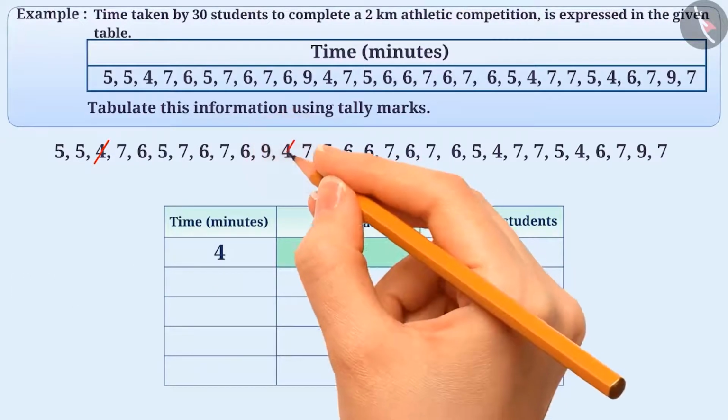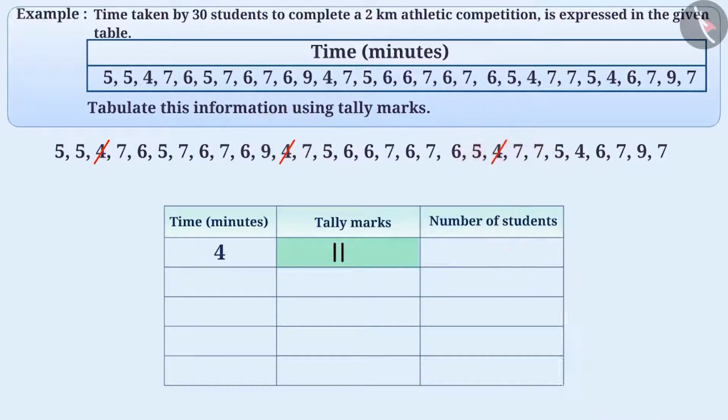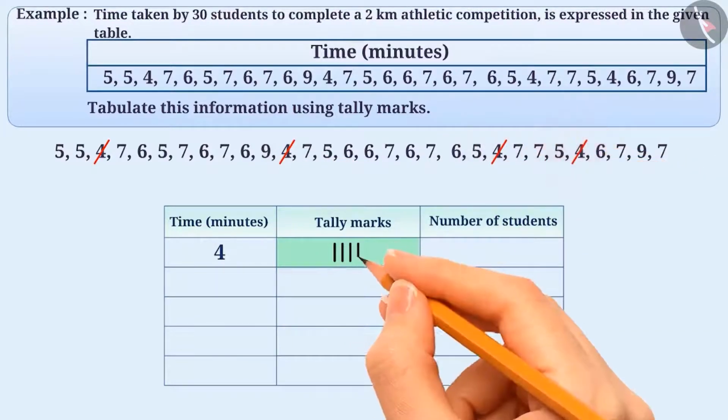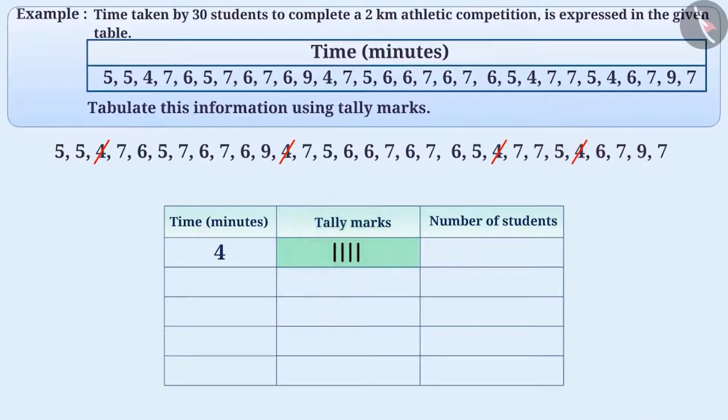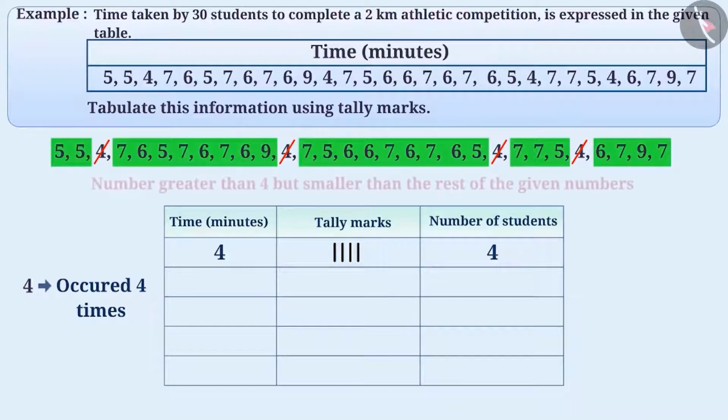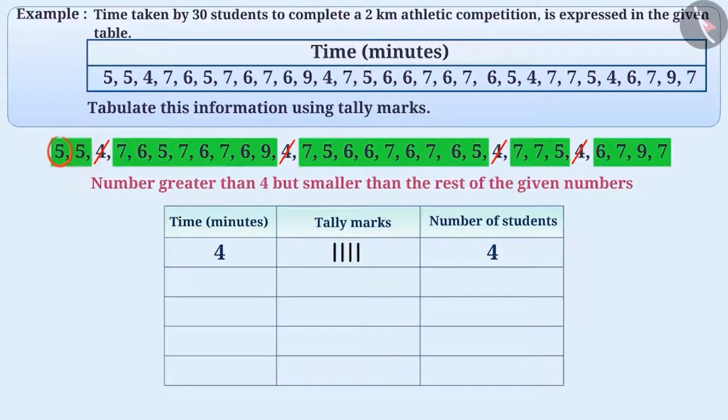Similarly, we will search for 4 and draw tally marks. We see that there are 4 tally marks here, which means that in the given numbers, the number 4 has occurred 4 times. There are no more 4s left. Now we will find out which of the given numbers is greater than 4 but smaller than the rest of the given numbers. This number is 5. So, we will write 5 in the second row of the time column.